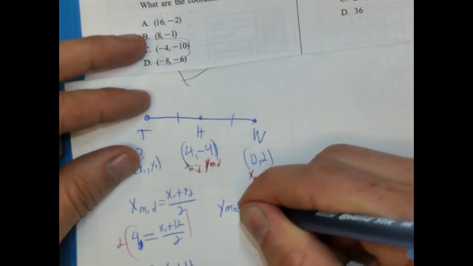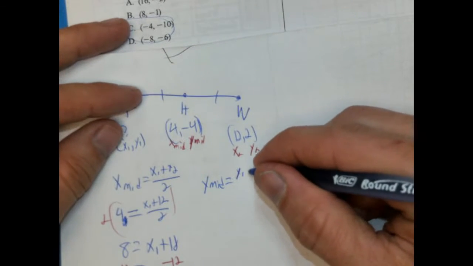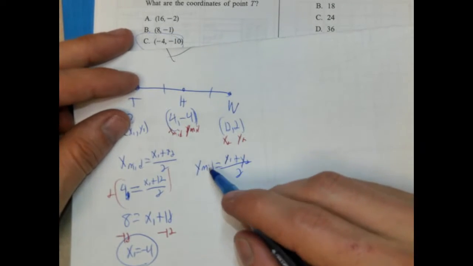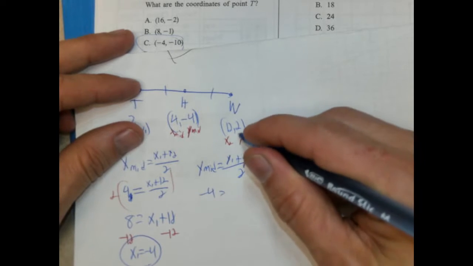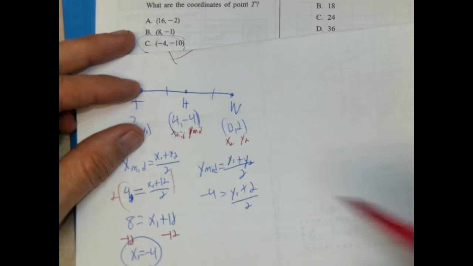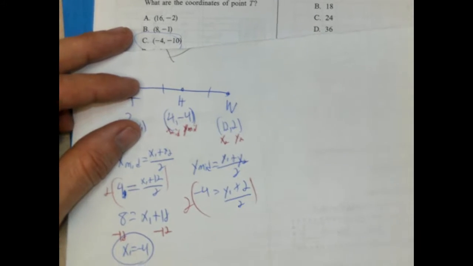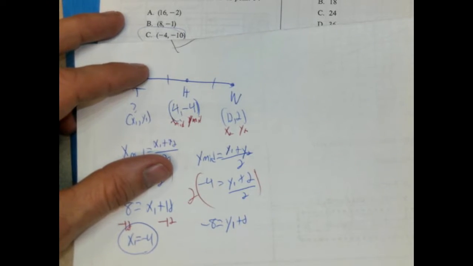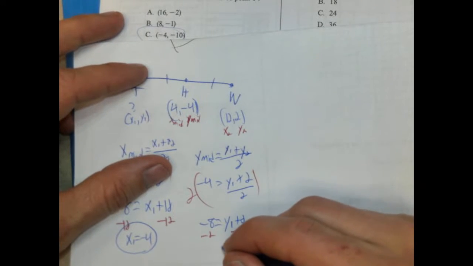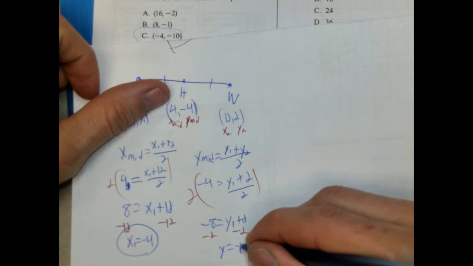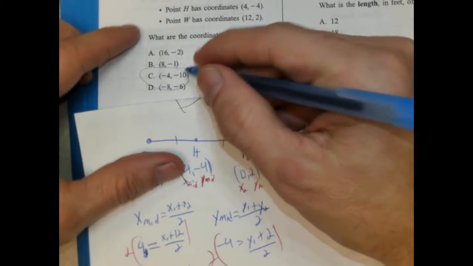So y sub mid is equal to y sub 1 plus y sub 2 over 2. We plug in our values. Our y sub mid is -4, our y sub 1 is unknown, and y2 is 2. We multiply both sides by our denominator, 2, and get -8 equals y sub 1 plus 2. We subtract 2 from both sides and get y equals -10. That's a terrible -10, but yep, that's it right there. So part C.